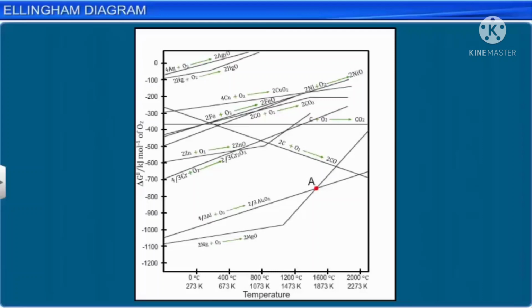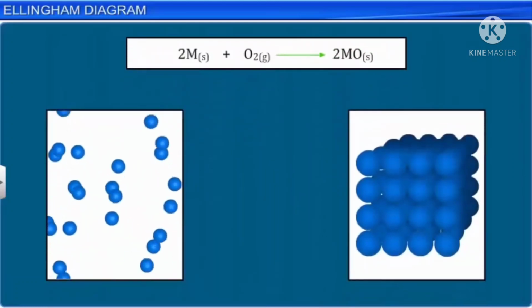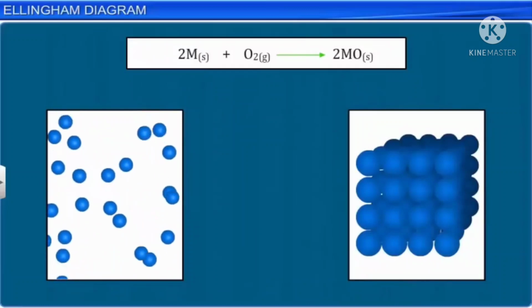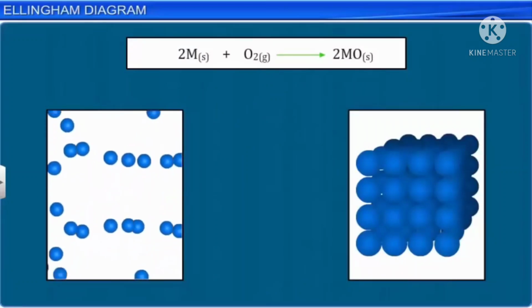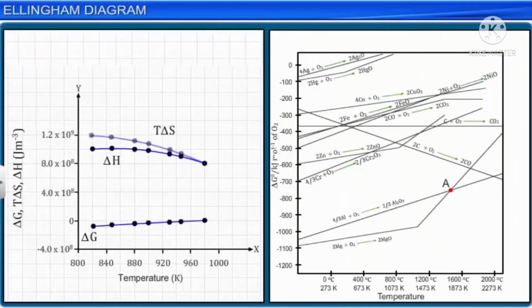The first feature is that the graphs for most metal-to-metal oxide reactions show a positive slope. Consider a reaction such as the formation of an oxide, 2M plus O2 gives 2MO. In this reaction, the entropy or randomness decreases from left to right due to the consumption of gases. Hence, delta S becomes negative. Thus, if the temperature is raised, then T delta S becomes more negative. Since T delta S is subtracted in the equation, delta G becomes less negative. Thus, the free energy change increases with an increase in temperature, and hence, the plots show a positive slope.